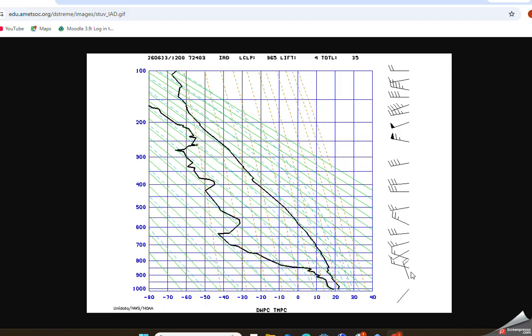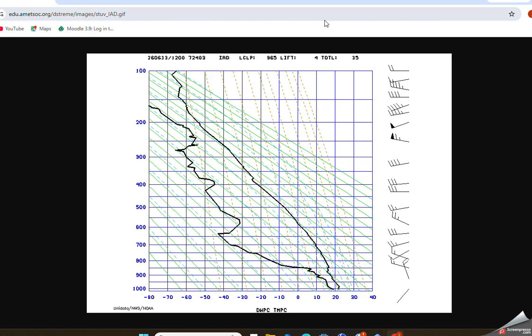And here you can have the winds. We know now that the winds are blowing from the northwest here. They're moving to the west here. Stronger up here. The collared pennant means 50 knots of wind. So this is where the strongest winds are located, right in here.